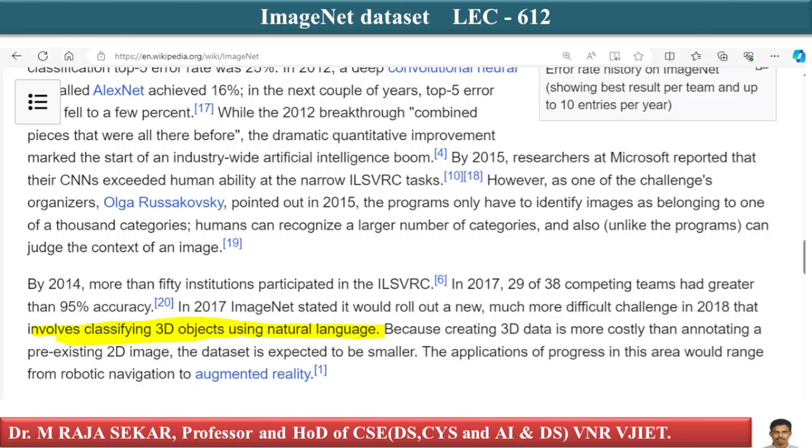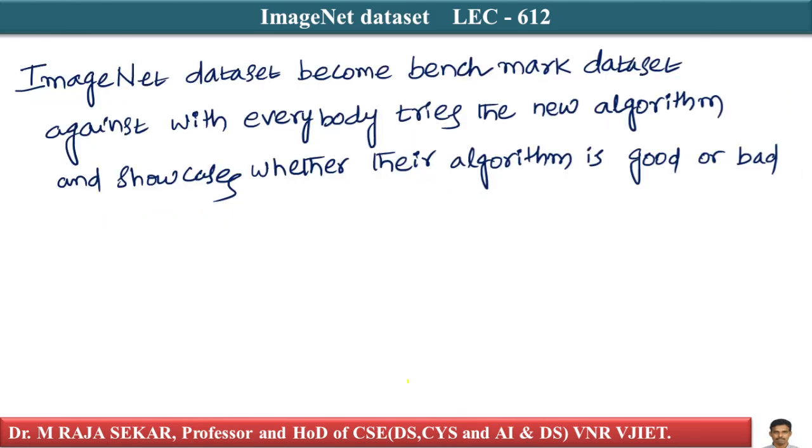Today some of the largest companies in the world, like Google, Amazon, etc., compete with their great neural network architectures and showcase their work on ImageNet. The ImageNet dataset became a benchmark dataset against which everybody tries new algorithms and showcases whether their algorithm is good or bad. Good or bad means how the algorithm is performing on the dataset that we have here. There are some more advances right now.